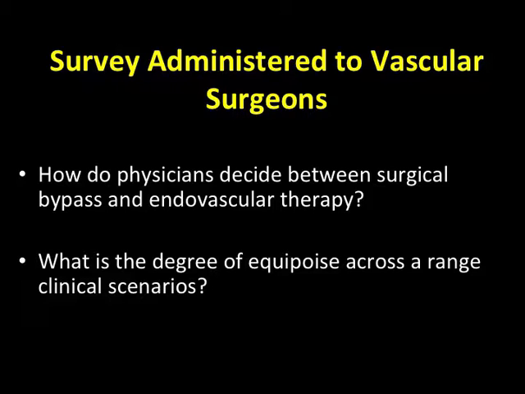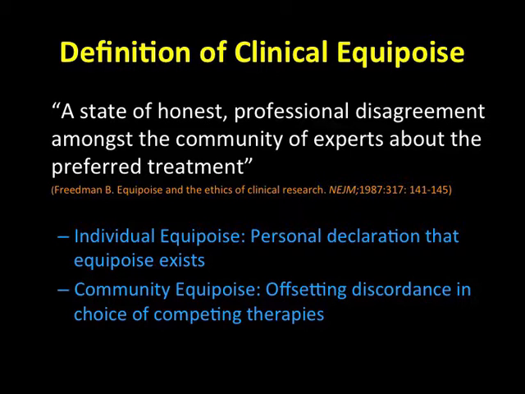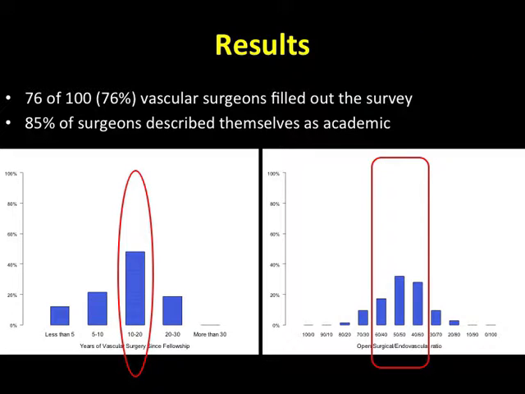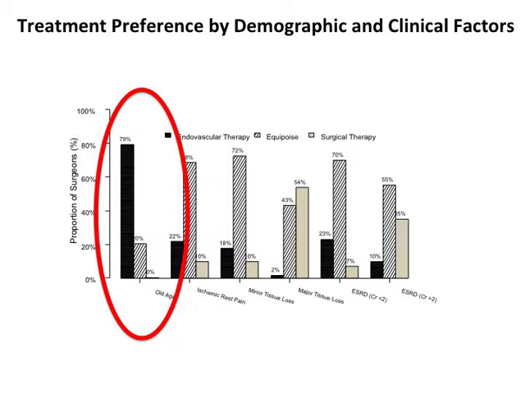And so we administered a survey a few years ago to a group of vascular surgeons. Now, I just want to digress for a second to define clinical equipoise. It can be defined as a state of honest professional disagreement amongst a community of experts about the preferred treatment. And so 76 of 100 surveyed surgeons filled out the survey. Most of them were academic surgeons. The majority were at least 10 to 20 years out from their fellowship, and the majority did both open and endovascular therapy in their practice, almost equally.